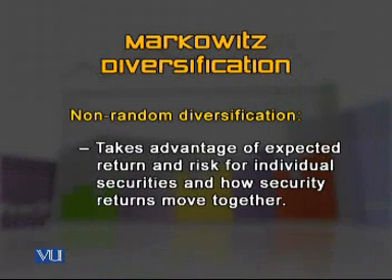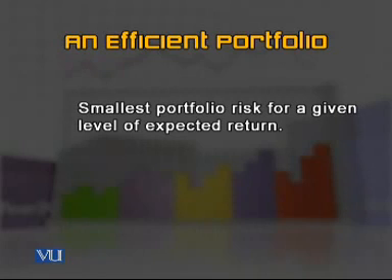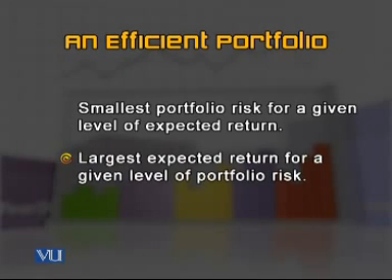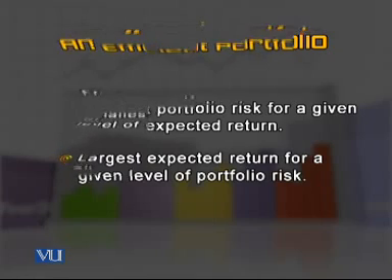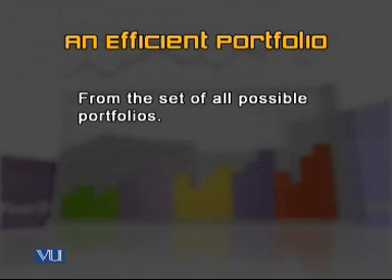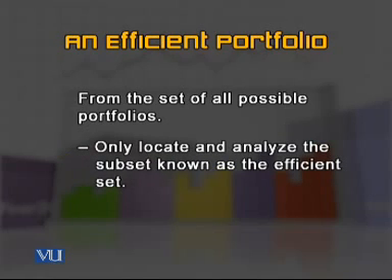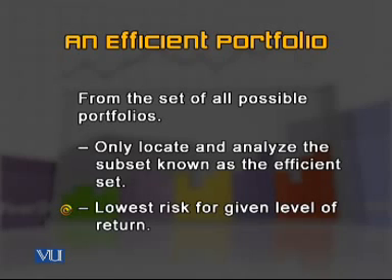It takes advantage of expected returns and risk for individual securities and how securities' returns move together. So if we were looking at diversification and portfolios, it would be a good idea to look at Markowitz portfolio theory. Then we could look at an efficient portfolio, which would mean the smallest portfolio risk for a given level of expected return. We could also look at the largest expected return for a given level of portfolio risk. From the set of all possible portfolios, we only locate and analyze the subset known as the efficient set, the lowest risk for a given level of return.